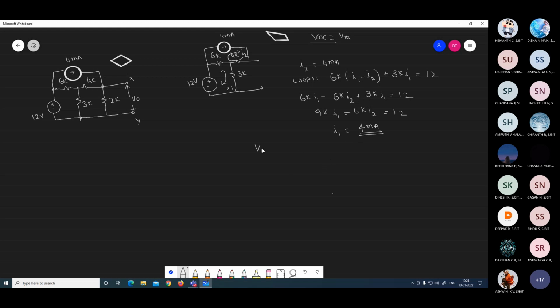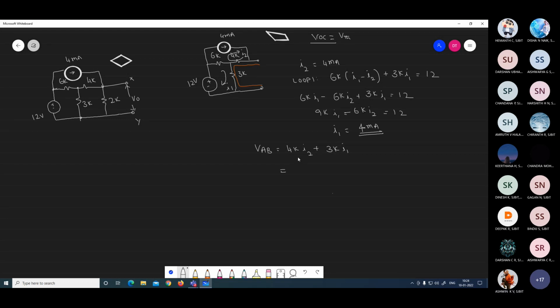Then what is the open circuit voltage? VAB is equal to the voltage across the 4K, that is 4K into I2, plus the voltage across the 3K, that is 3K into I1. VAB, following now? Observe the diagram, I will show you. This is the voltage across this 4K resistor and the voltage across the 3K resistor. That gives your VAB, that is your open circuit voltage.